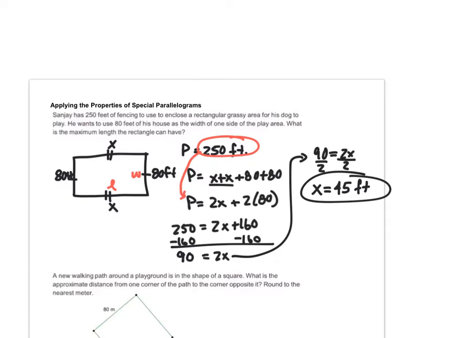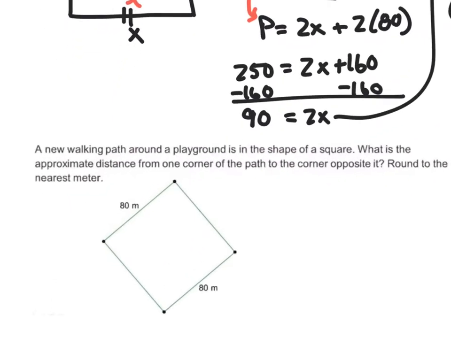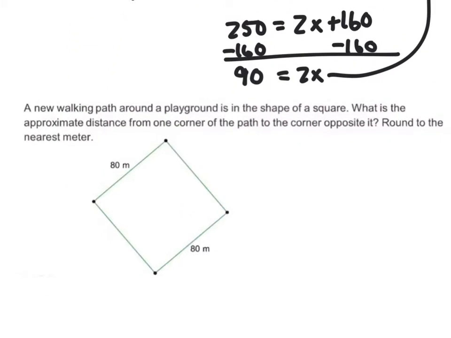Okay, all right, let's take a look at another one, and it says that a new walking path around a playground is in the shape of a square. So we have a square here, all right, and it says what is the approximate distance from one corner of the path to the corner opposite, round to the nearest meter.